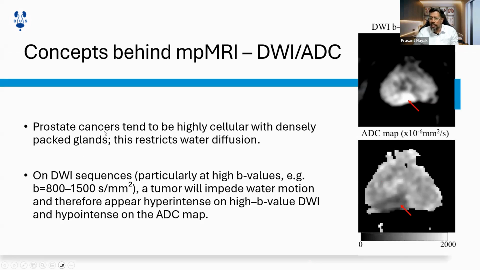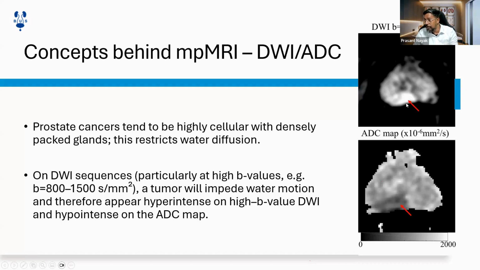As I told you, prostate cancers are highly cellular with densely packed glands in that area of cancer. This restricts the diffusion. On a DWI sequence with a high B value, generally taken at 800 to 1500, the tumor area would have impeded water motion. Therefore, they appear hyperintense. You can see this area appearing hyperintense on a DWI image.